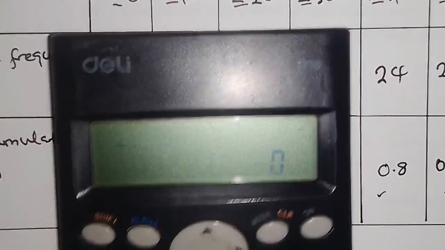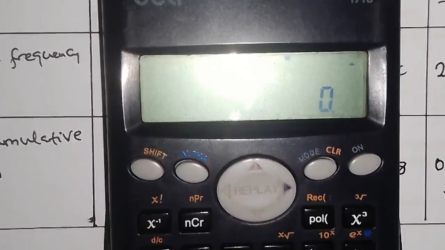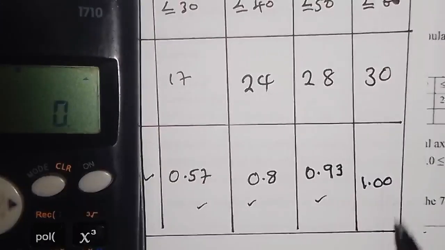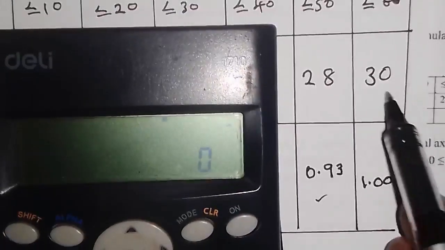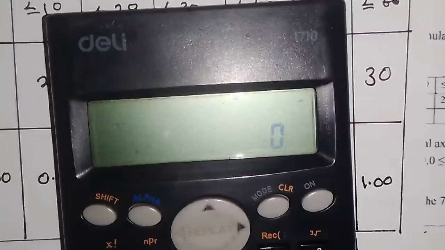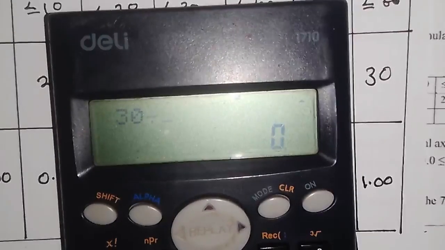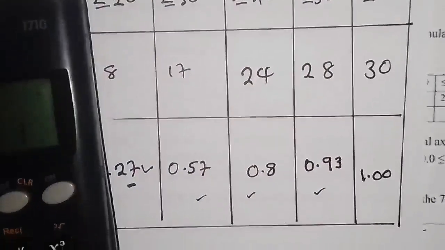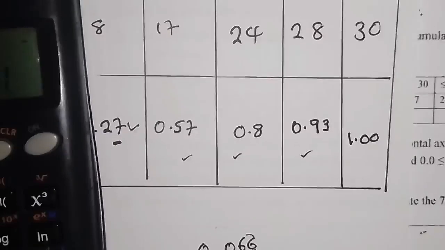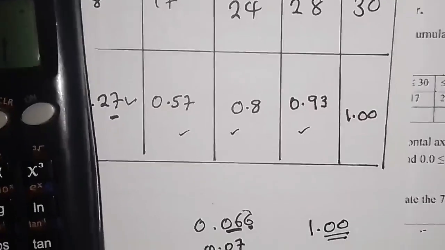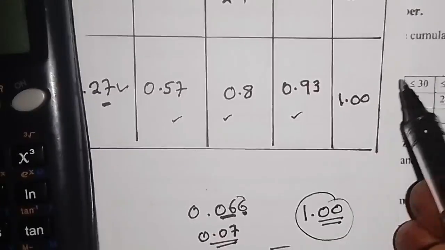Then what about this one? Just for example, to make you understand, for them to have the 1.00, what did they do? It's 30 divided by 30. So you just get a 1. Once you get a 1, you just put the 0, 0 there. So this is how they got this one.